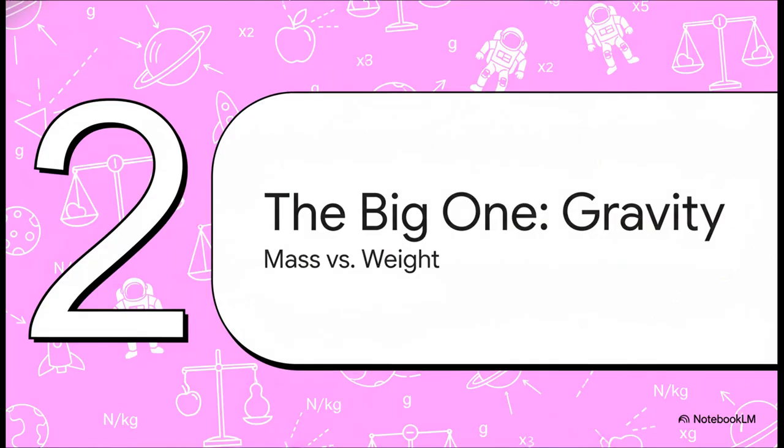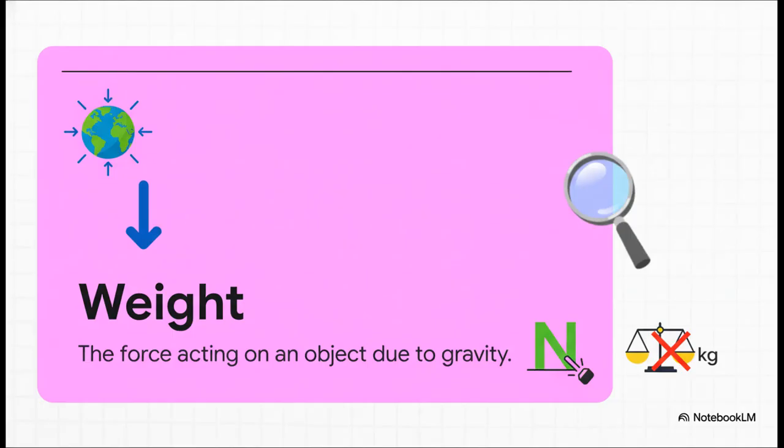Right, let's zoom in on the non-contact force you're going to deal with the most, gravity. And this brings us to probably one of the biggest points of confusion in all of GCSE physics, that classic mix-up between mass and weight. So let's get this sorted once and for all. Okay, if you remember one thing from this whole explainer, please make it this. Weight is a force. It's the pull of gravity on an object. And because it's a force, what's its unit? It has to be the newton. This is such a classic exam trap, they're just waiting for you to say kilograms, but you know better. Weight is measured in newtons, period.